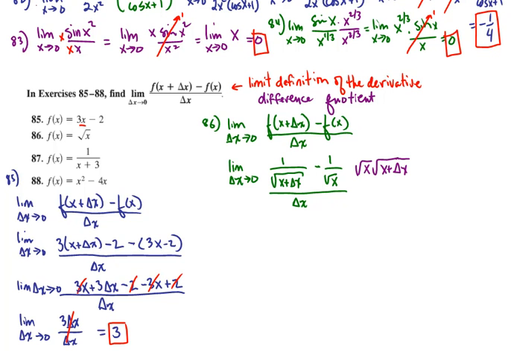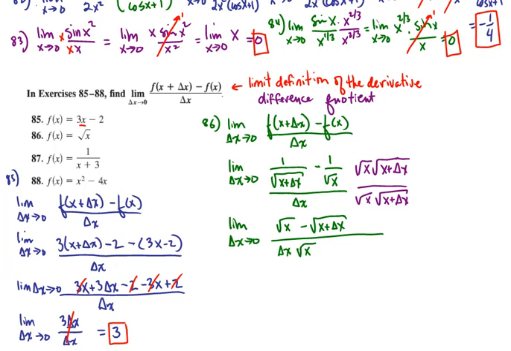So the least common denominator of the fractional expression in the numerator is square root of x times square root of x plus delta x. And we're going to multiply top and bottom by that. In our numerator, we have limit as delta x approaches 0. When we distribute the square root of x times square root of x plus delta x to both of those expressions in the numerator, we're first going to get square root of x minus square root of x plus delta x. And that's over delta x times the square root of x times the square root of x plus delta x. Now, that's a bit simpler there. However, it's still very complicated.